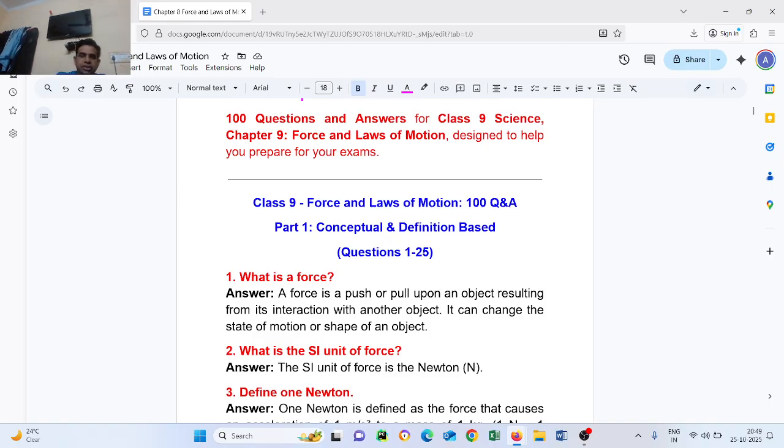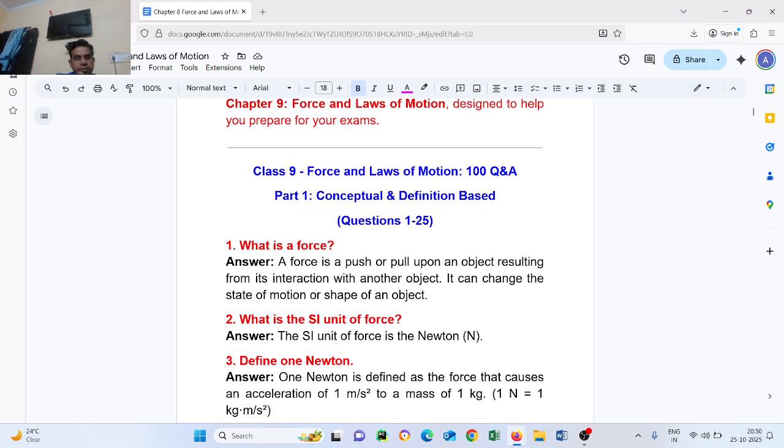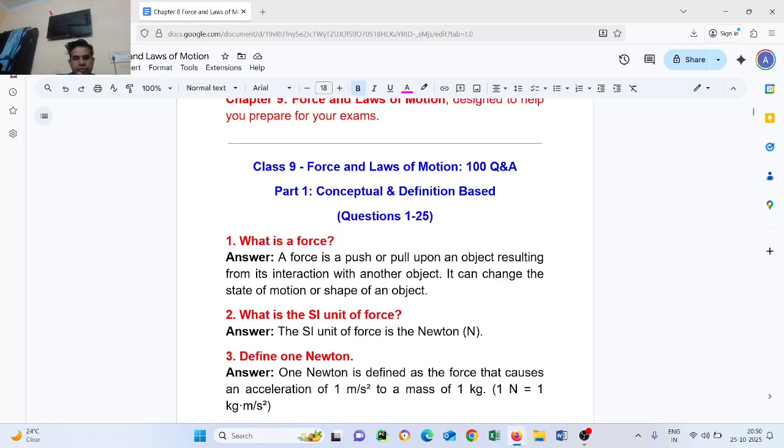It can change the state of motion or shape of an object. What is force? A force is a push or pull upon an object resulting from its interaction with another object. It can change the state of motion or shape of an object. Question number two. What is the SI unit of force? The SI unit of force is Newton.